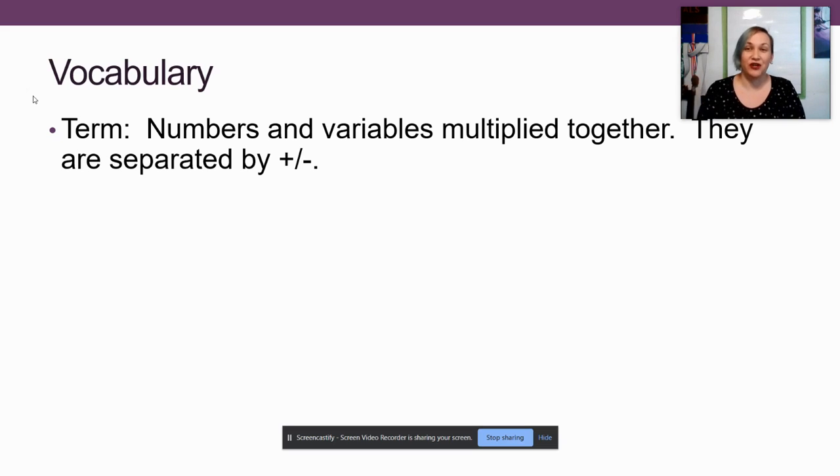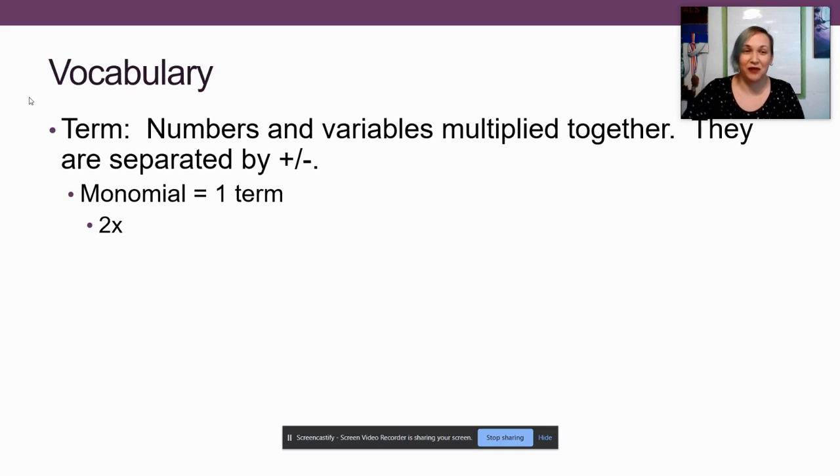Terms are numbers and variables that are being multiplied together. Terms are separated by adding and subtracting signs. If something only has one term, it's a monomial. For something to have only one term, there would be no adding or subtracting anywhere in the problem.